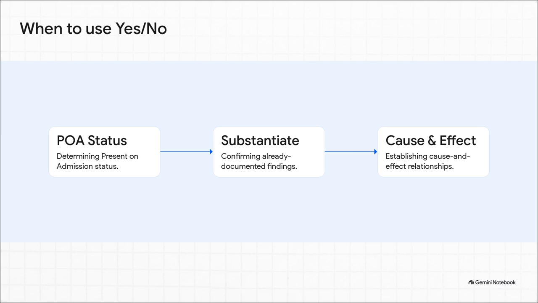Now, yes/no queries are the most restricted format we have because they inherently limit a provider's choices. In fact, you're only allowed to use them in three very specific scenarios. First, confirming present on admission, or POA status. Second, substantiating a medical diagnosis that's already sitting right there in the documentation, like having an attending confirm a malignancy from a pathology report. And third, establishing or negating a direct cause and effect link, like a complication of care or an adverse reaction to a drug.